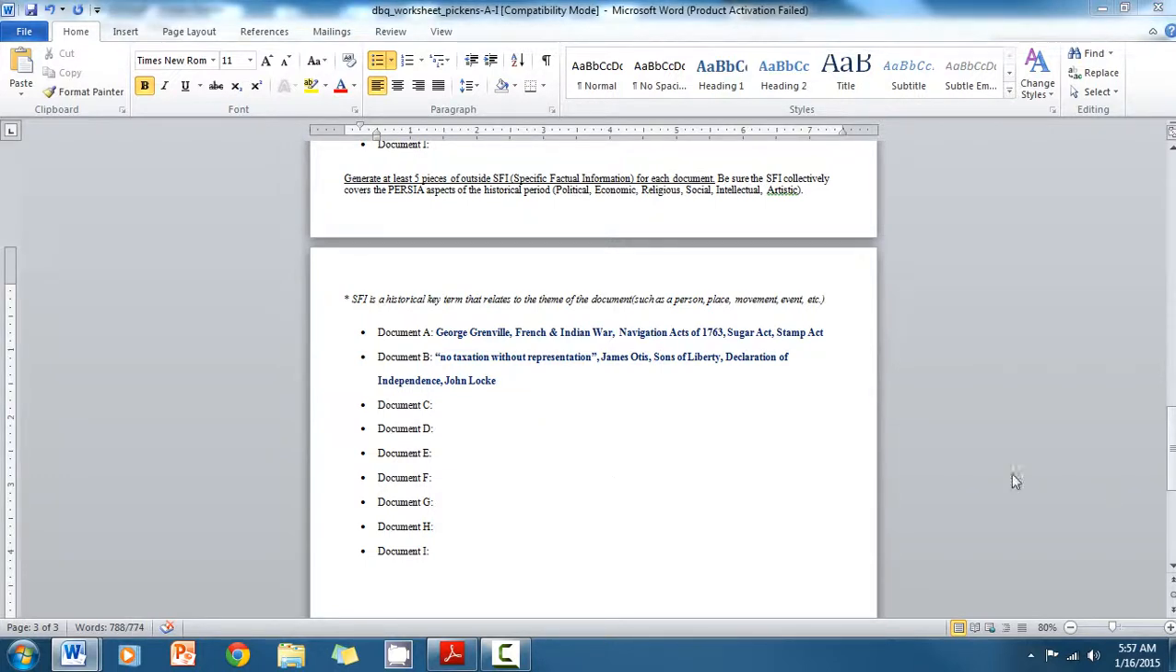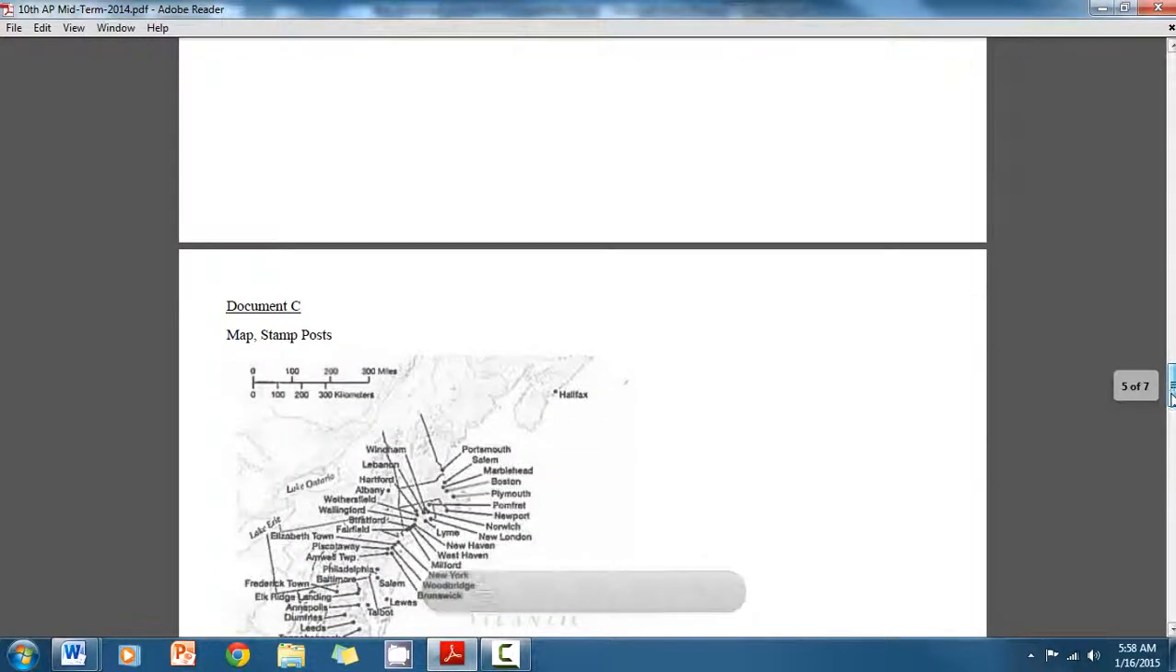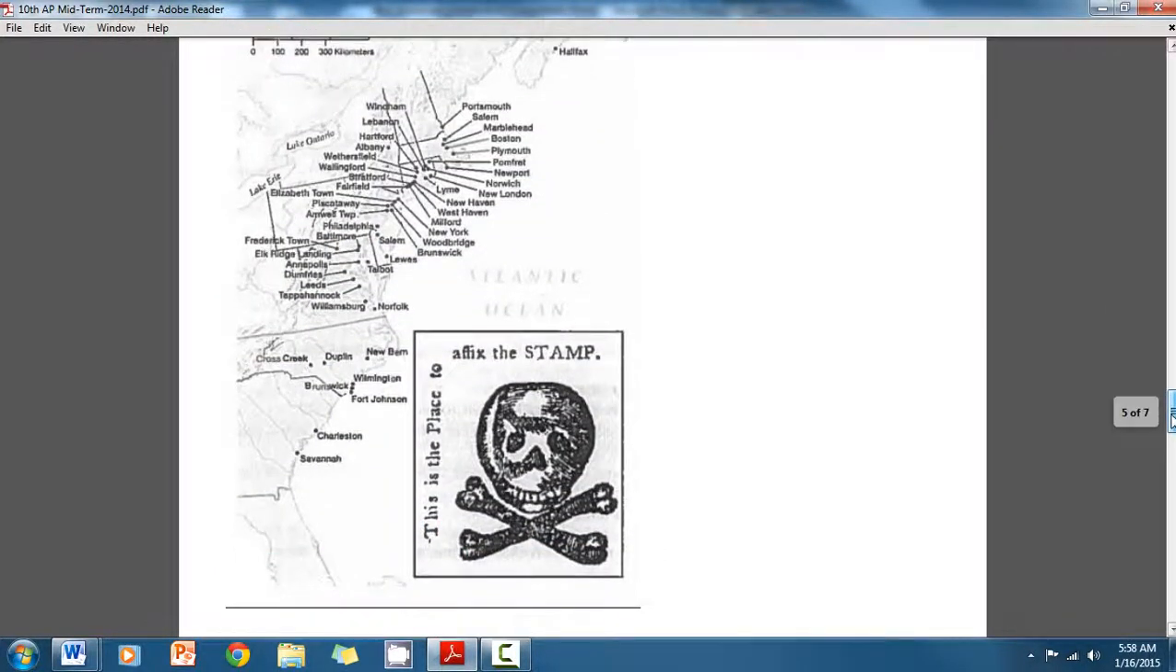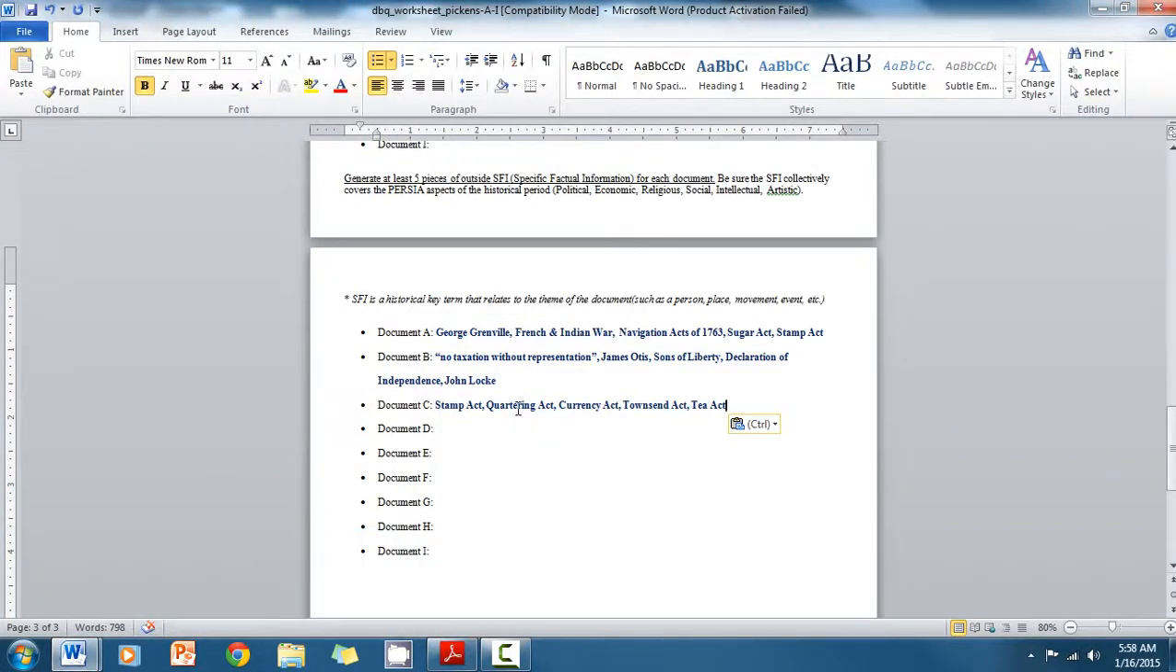For this next document, the Stamp Act posts, the first thing I originally think of, of course, is the Stamp Act. That's going to be the law that authorizes the collection of taxes. It authorizes the need for the stamp. And then I just brainstorm other means of British legislation that angered the colonists or that in some way restricted their rights or their liberty. So the Quartering Act is another example, Currency Act, Townshend Act, the Tea Act.